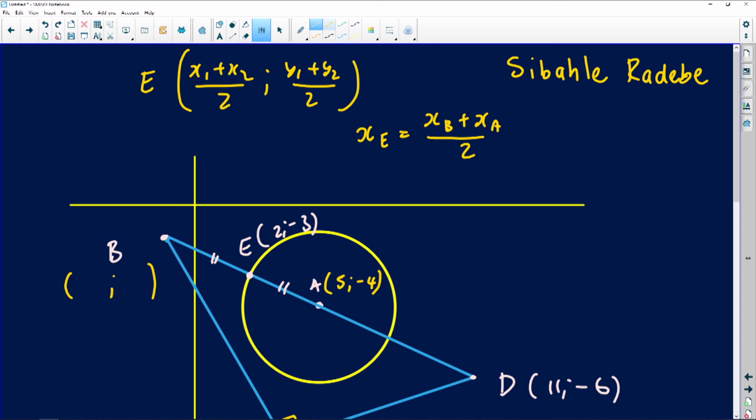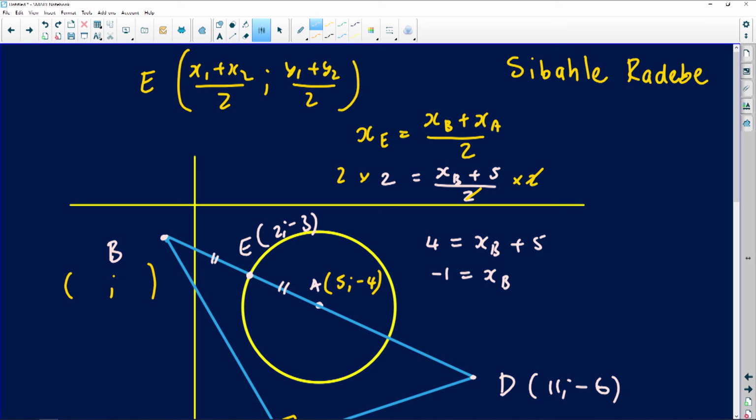Now let's simplify this and see what you're going to get. The x value of B, we don't know what that is, but we know the x value of A is 5, and this needs to be divided by 2. The x value of E is also known as 2. Mathematics requires us to remove division. How do you undo division? You undo division by multiplying by 2 on both sides. When you multiply by 2 on both sides, the 2s cancel out. The product of 2 and 2 gives you 4, which equals x of B plus 5. If you subtract 5 on both sides, you're going to get −1 as the x value of B.